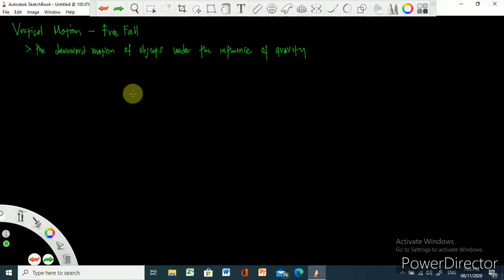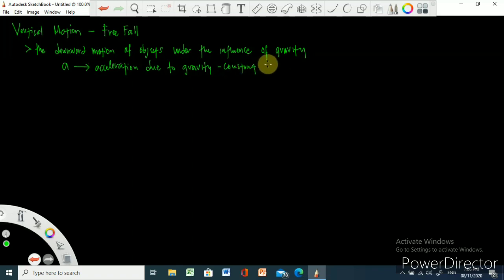Okay, so let's talk about vertical motion, free fall. Free fall is the downward motion of objects under the influence of gravity. Okay? Kagaya ng mga ini-explain ko in our previous discussion. So, in free fall, yung acceleration natin will become acceleration due to gravity, which is constant. Okay?